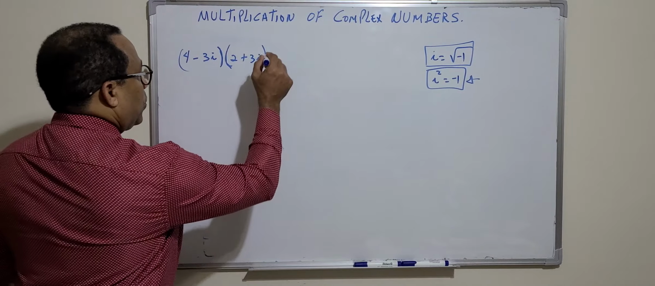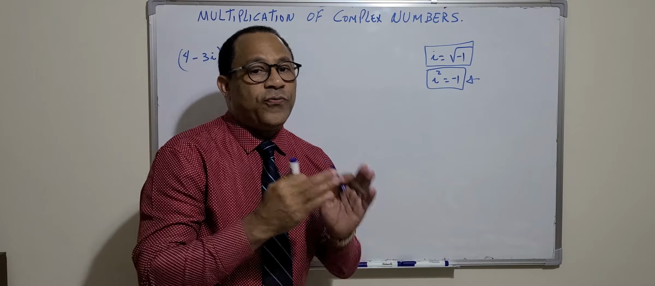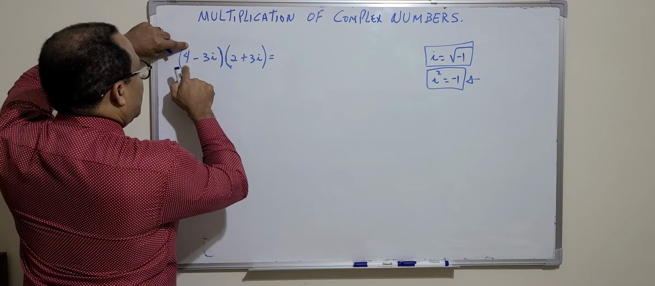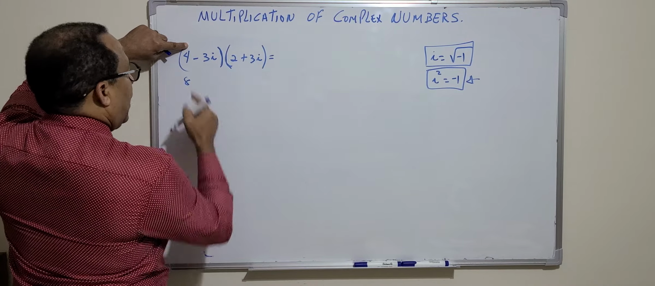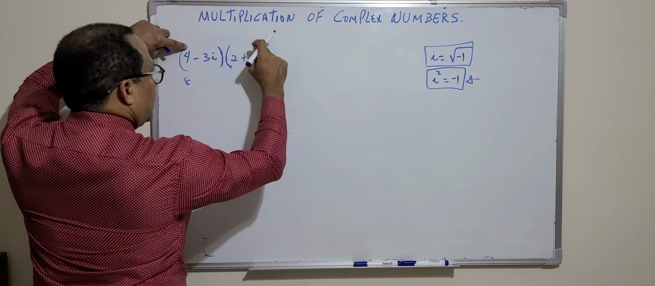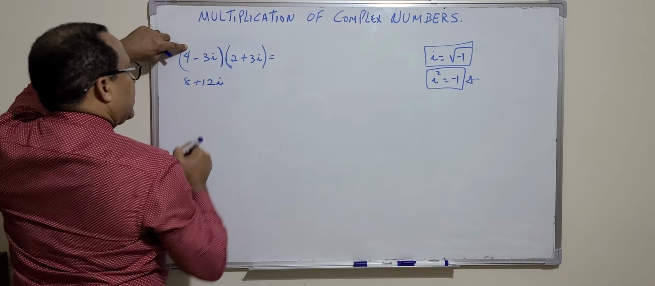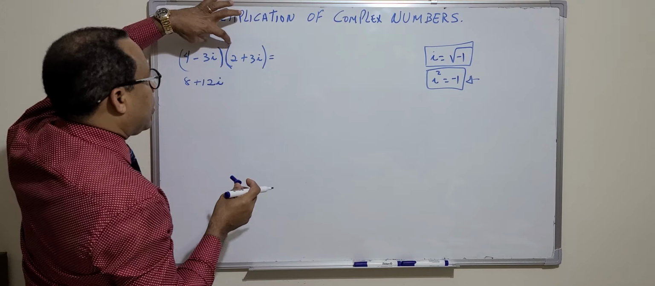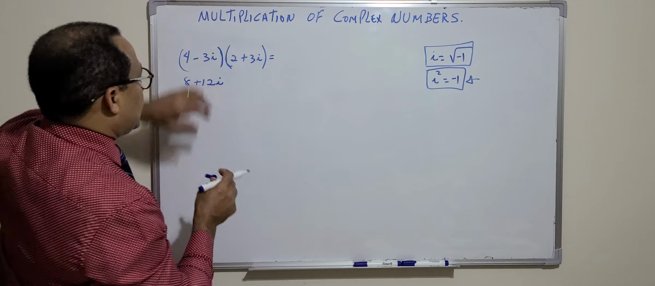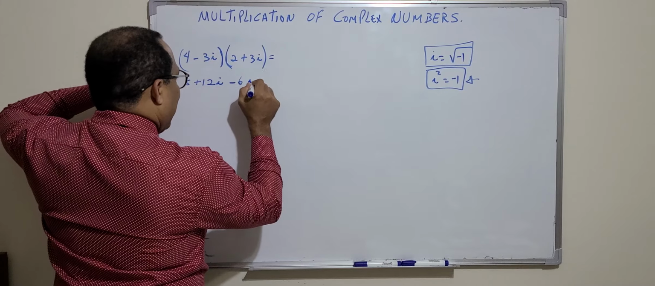Let's multiply these two binomials. When multiplying binomials, we can also use the FOIL method. Let's use it. First terms, 4 times 2 is 8. Outer terms, the terms outside: let's multiply 4 times positive 3i, which is 12i. And now we multiply the inner terms, the terms inside, which is negative 3i times 2. Negative times positive is negative, and 3i times 2 is 6i.